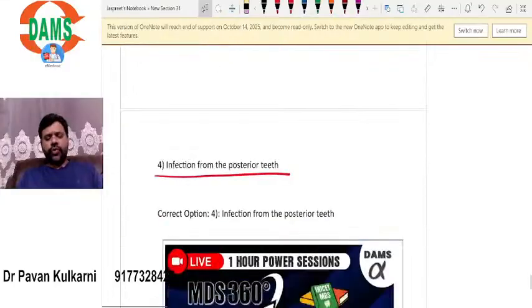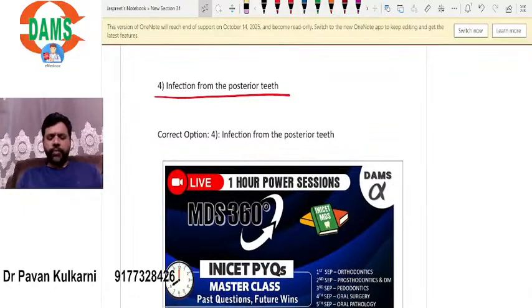Okay, so there are many more sessions. We will have such sessions on the previous year question papers, and definitely in INICET, all of us know the trend is usually they ask some of the previous year questions. So we should definitely be aware of the previous year questions.